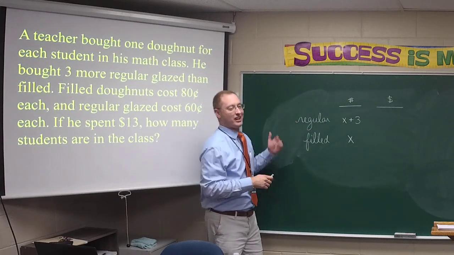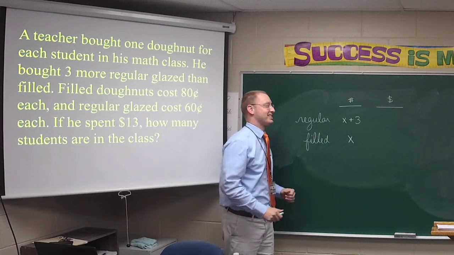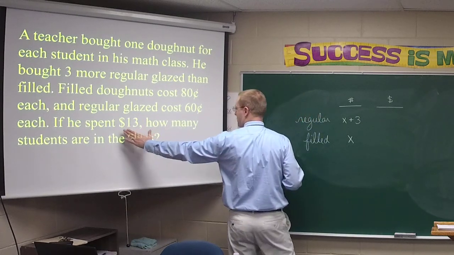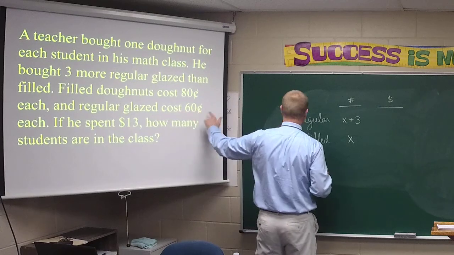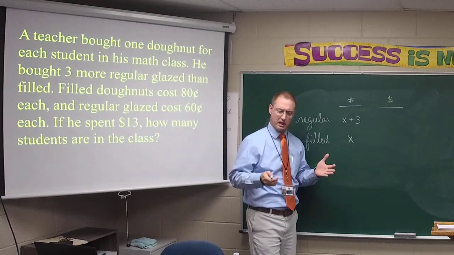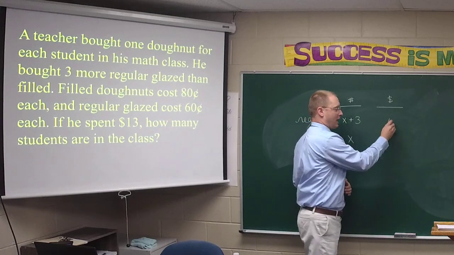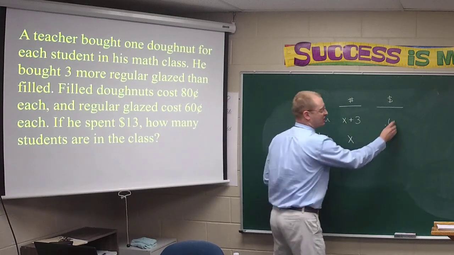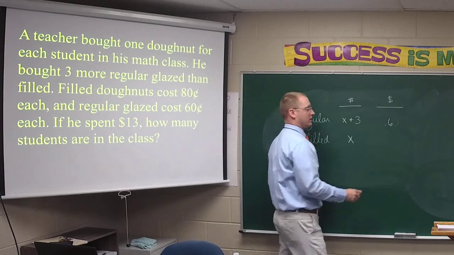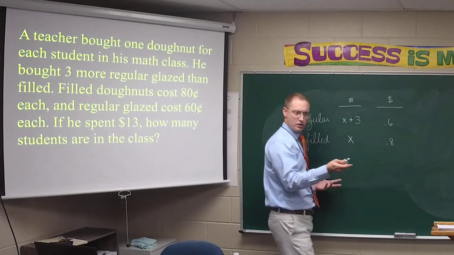Each regular donut, according to the problem, costs 60 cents. Now, later on, it's going to switch to dollars, and here it's cents. So I should probably write my 60 cents as a dollar amount. What would that be, class? $0.6, right? Would be 60 cents or 0.60, but I'm too lazy to write the 0. And then the filled donuts cost 0.8, 80 cents each, right?